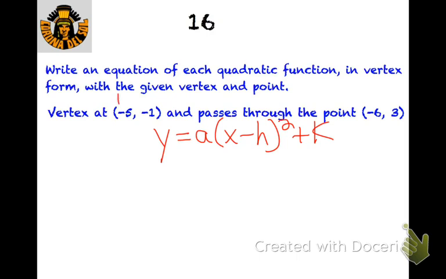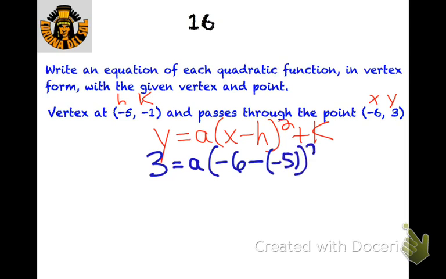Every time we have a vertex, we should label it h, k. And every time they give us a point, we should just label it x comma y, some random point that actually is part of the parabola. So we start plugging in the numbers. So the y, it looks like it's 3. The a, we really don't know what that is yet. The x is negative 6, and then it's always minus. And then the h is negative 5, so you got to be careful with your negative signs. And then squared. And the k says that it's negative 1, so we put a minus 1 there.